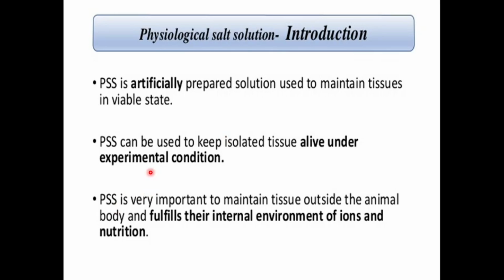And PSS is very important to maintain the tissue outside the animal body and fulfills their internal environment of the ions, the cations, and the nutrition. As you know, your internal organs are getting the anions and the cations like sodium or potassium. These are very important for you, and therefore you want to give these anions and cations outside the living body, and these anions and cations are given by the physiological salt solution.